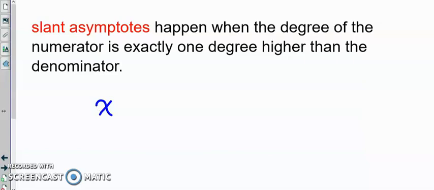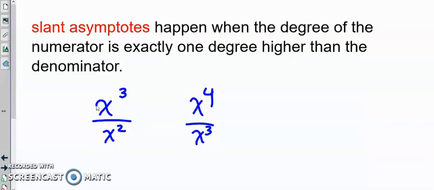So that means, let's say, x cubed over x squared. The numerator degree is 3. The denominator degree is 2. So therefore it is a slant asymptote there. Let's say if we have x to the 4th over x cubed. Anything like that, that's where we have a slant asymptote.